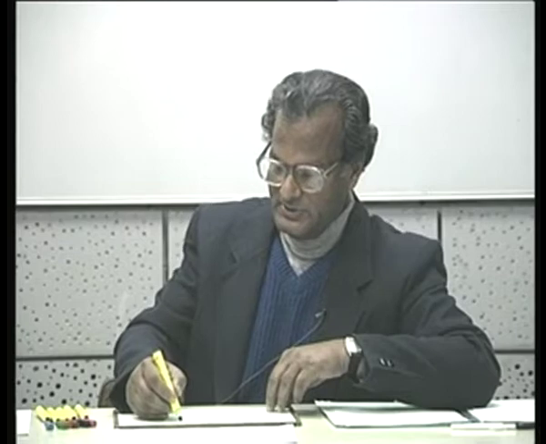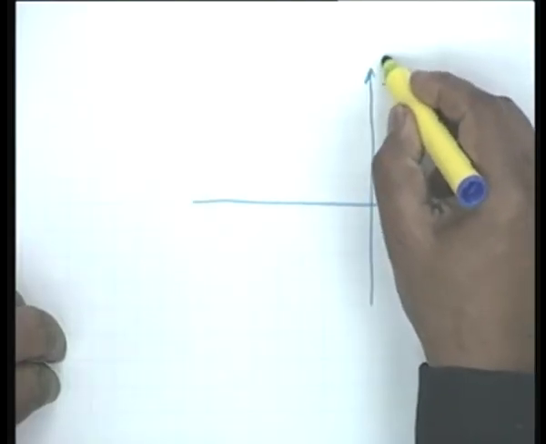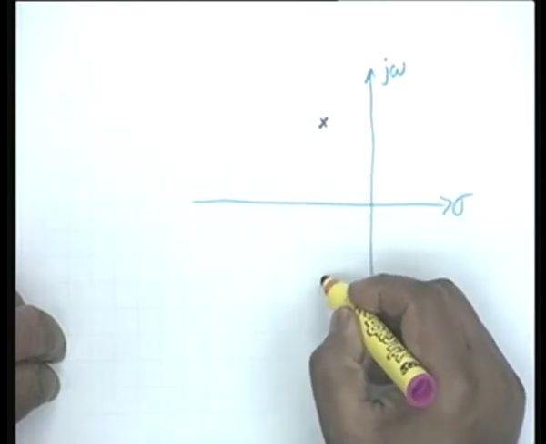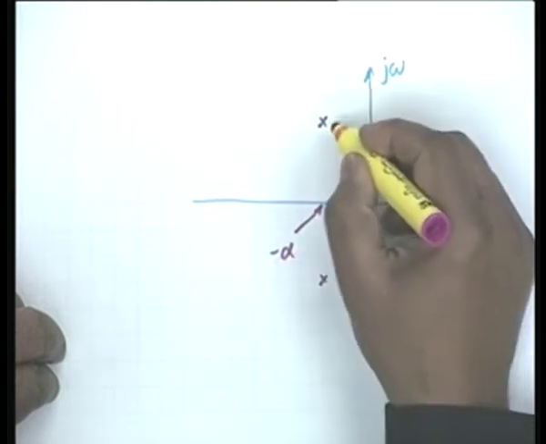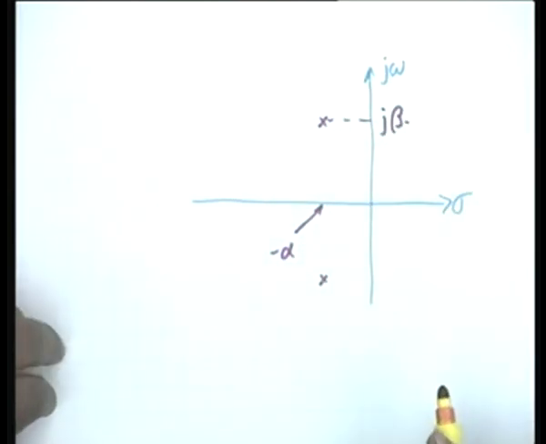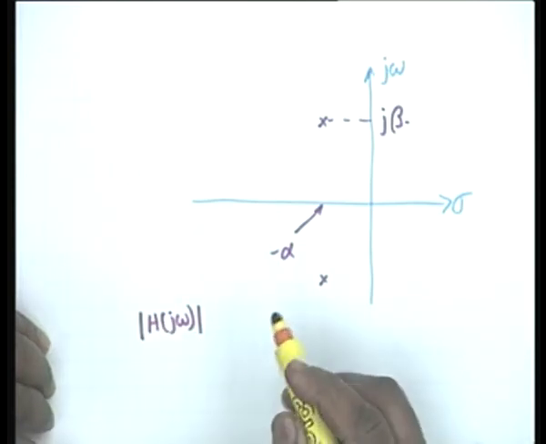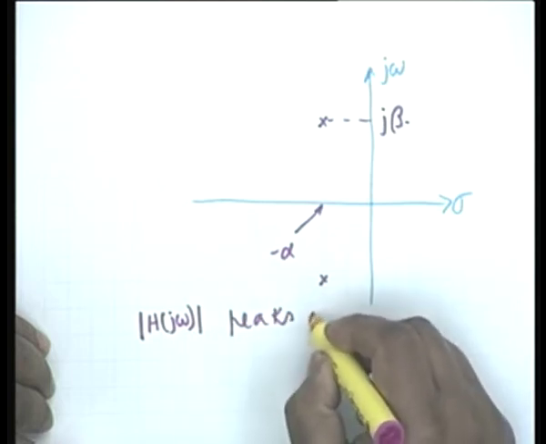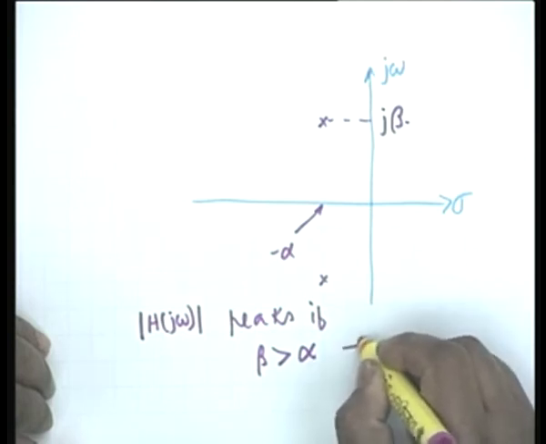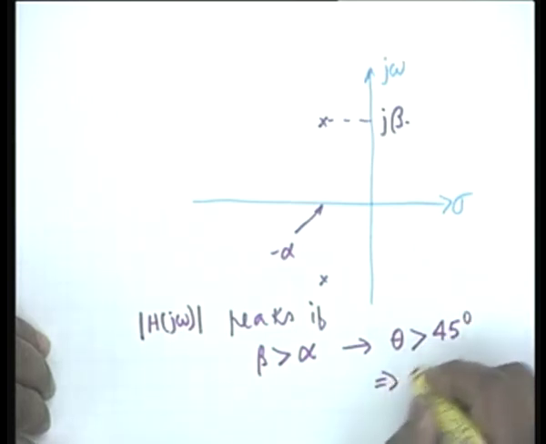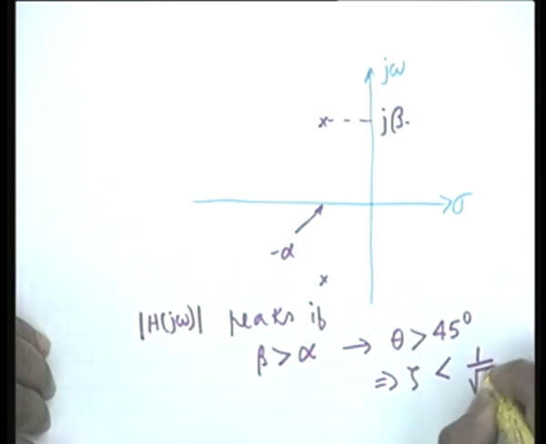And in terms of alpha and beta, if I write this again, j omega, sigma, and the poles are, let's say, at plus beta, minus beta, this is minus alpha and this is j beta, then it showed that the response, that is H(j omega) magnitude, peaks if beta is greater than alpha, that is theta is greater than 45 degrees, or zeta less than 1 by root 2. Agreed? And we showed this by means of a peaking circle.